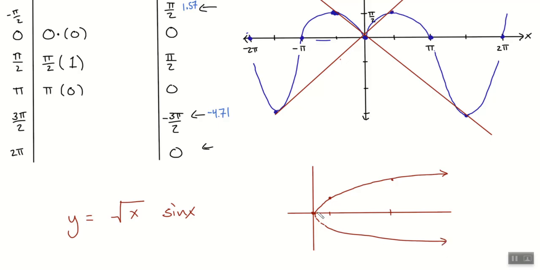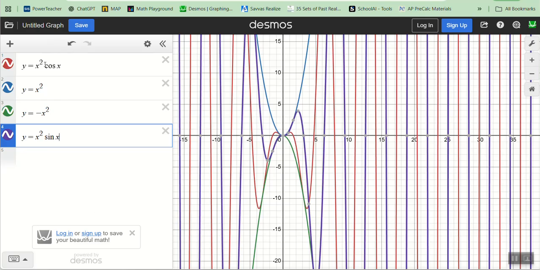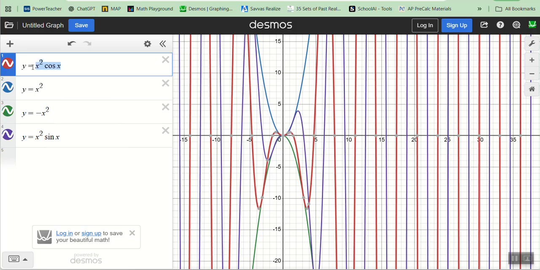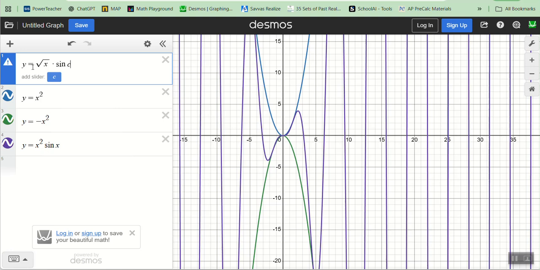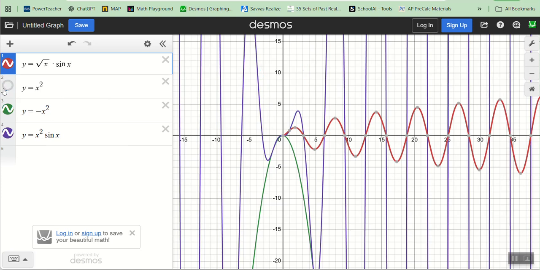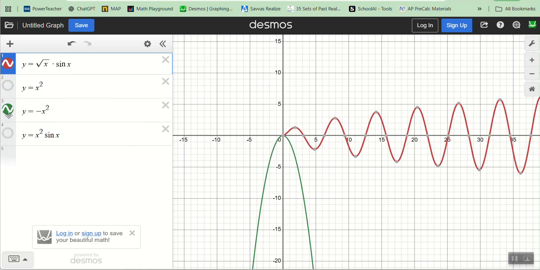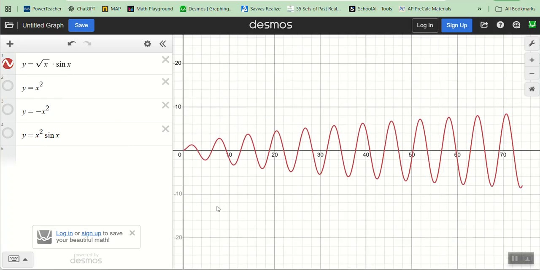Can I imagine a function that's stuck between those parabolas? Now, it can be hard to envision exactly what it does, and I struggle with it. Like, for example, if I pick some small value like pi thirds, I don't know the square root of pi thirds, right? I have no idea. But let's just check. If I try to make this the square root of x times sine x, and we'll just turn all these other ones off. It only exists on the positive side. Why?